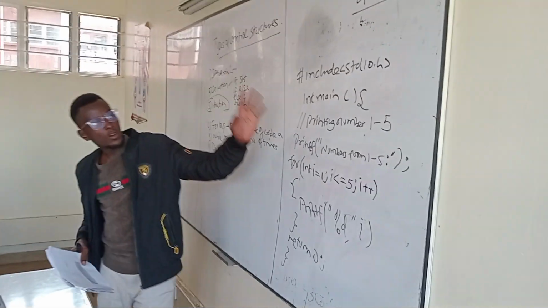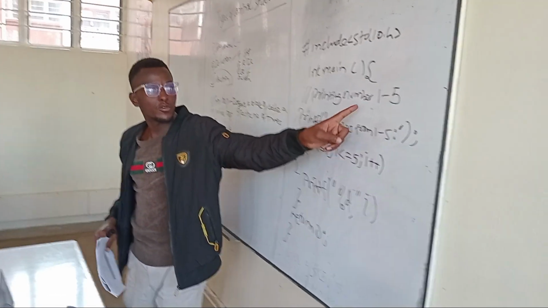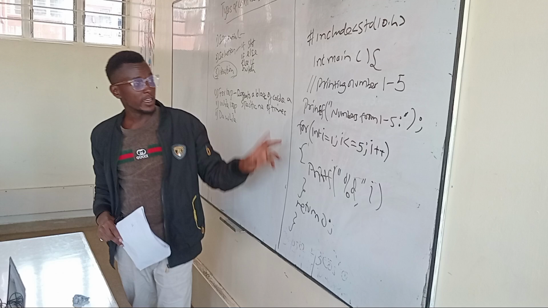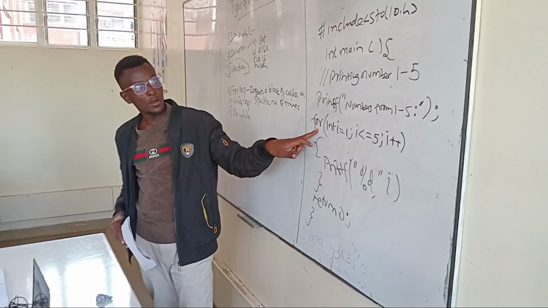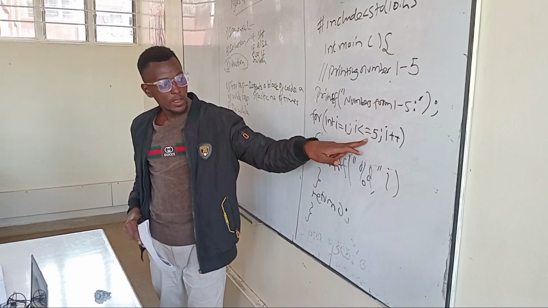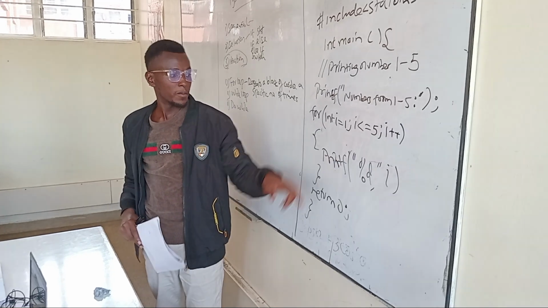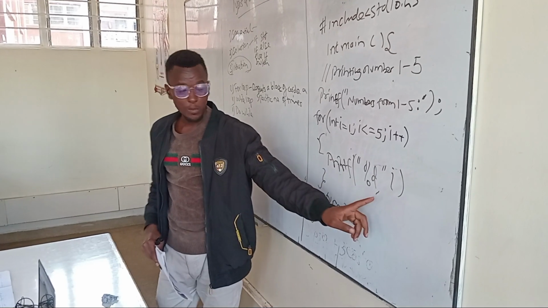So that is the code. If you run this code, it will print the numbers from 1 to 5, checking the condition each time. As long as the condition is true, it will print i.